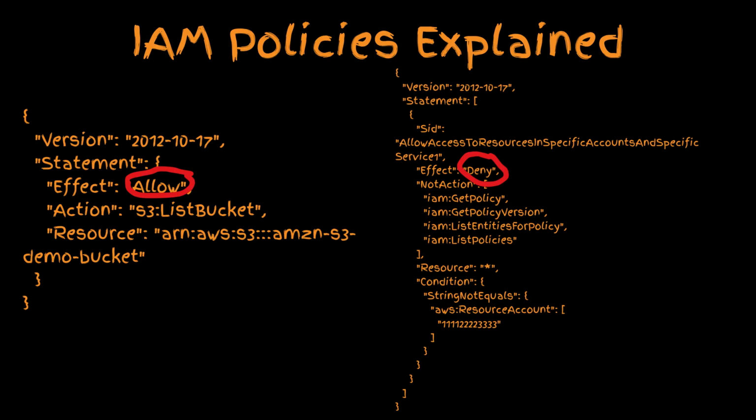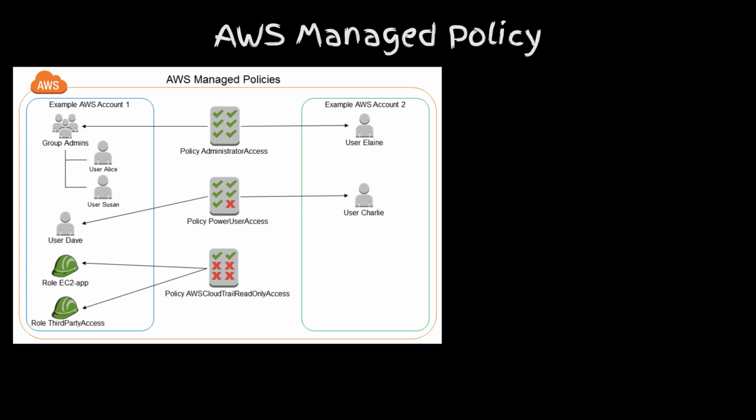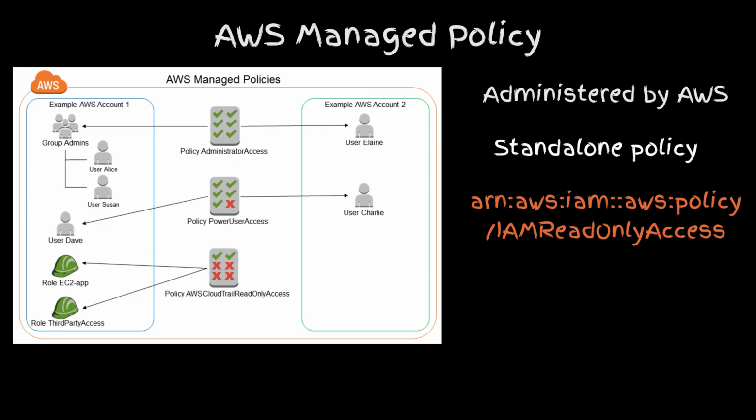Policies are the rules that define what actions are allowed or denied. They are written in JSON and attached to users, groups, or roles. There are three types of policies. AWS Managed. An AWS Managed policy is a standalone policy that is created and administered by AWS. A standalone policy means that the policy has its own Amazon resource name, ARN, that includes the policy name. For example, shown here is an AWS Managed policy.